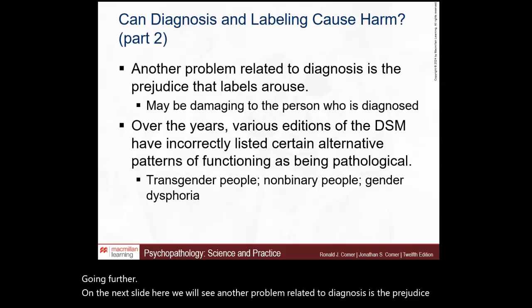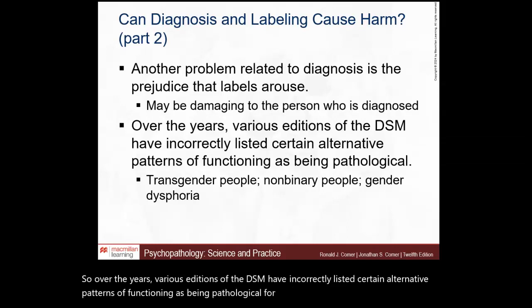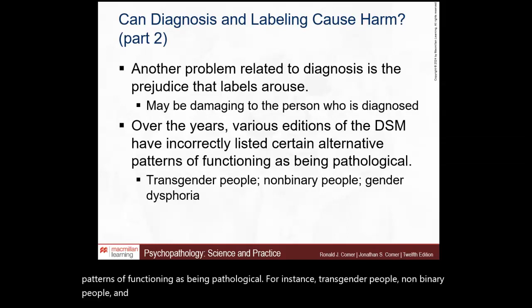Going further, on the next slide, we will see another problem related to diagnosis: the prejudice that labels arouse. This might be damaging to the person who is diagnosed, giving them a label. Over the years, various editions of the DSM have incorrectly listed certain alternative patterns of functioning as being pathological. For instance, transgender people, non-binary people, and those who experience what's known as gender dysphoria.